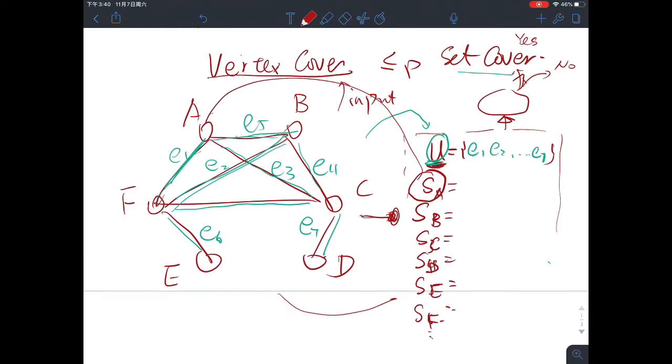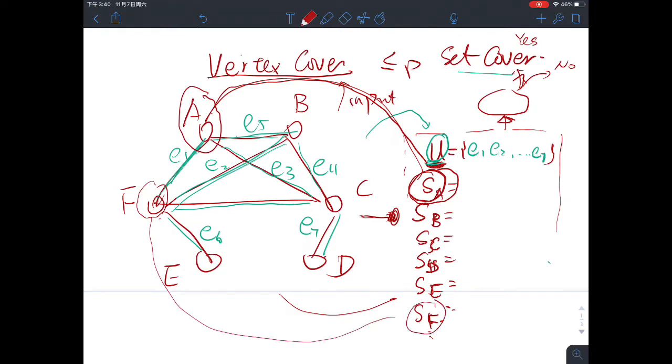So this is another intuitive mapping, right? Whenever I pick up a vertex A, that corresponds to picking up a set A in the set cover instance. Again, if I pick up F from the vertex cover instance, that should correspond to picking up the set SF in the set cover instance. This is the mapping I'm trying to build up.